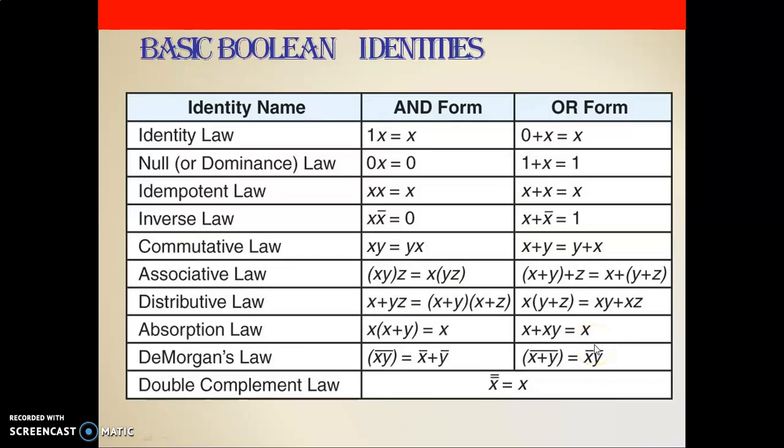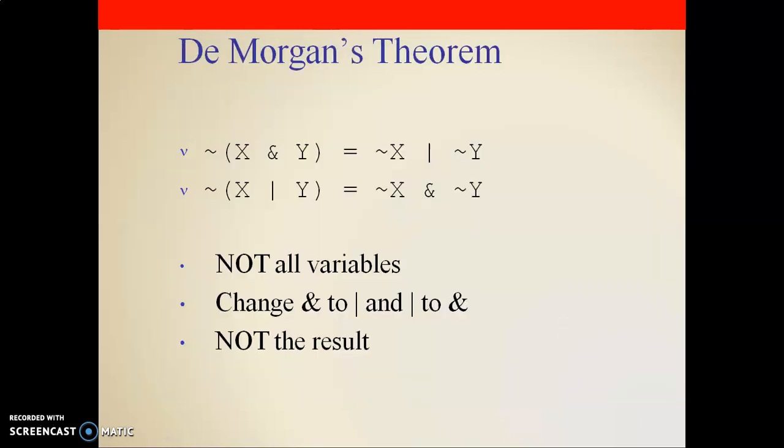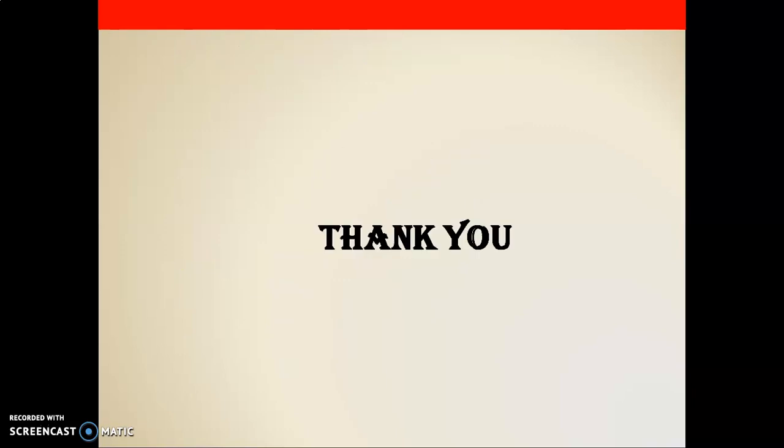Okay. These are the basic Boolean identities. You already know the different laws: identity law, null law, idempotent law, inverse law, commutative law, associative law, distributive law, absorption law, De Morgan's law and double complement law. You have to remember all these laws, because whenever there is a need to simplify a Boolean expression, you need those laws. So kindly remember all these laws. This is De Morgan's theorem. You already know it.